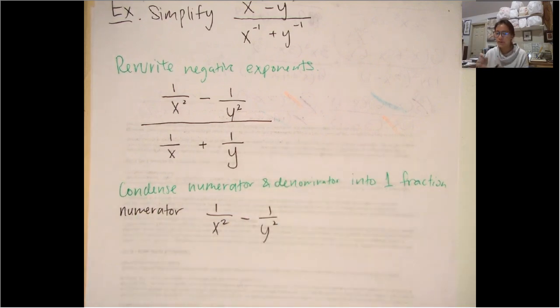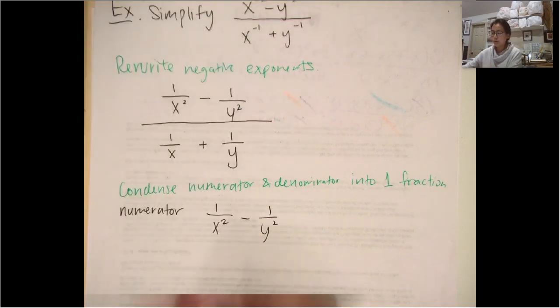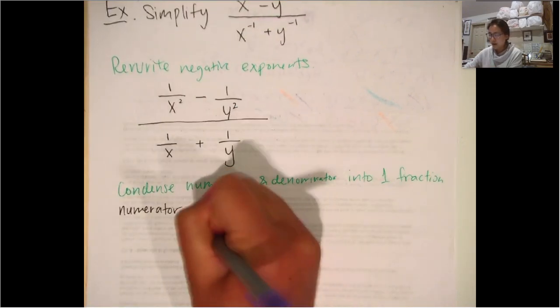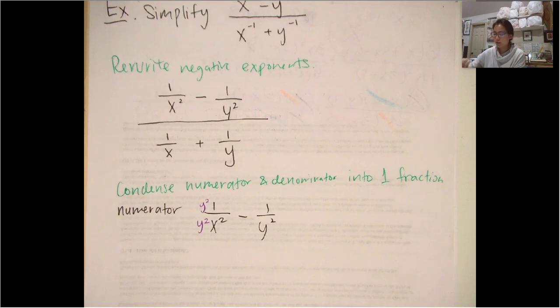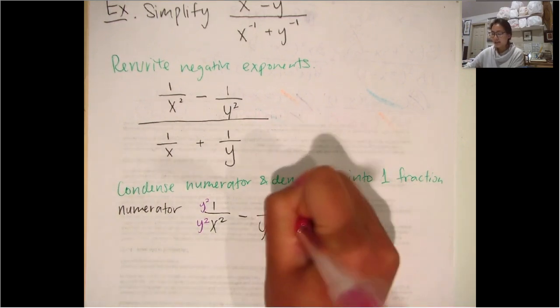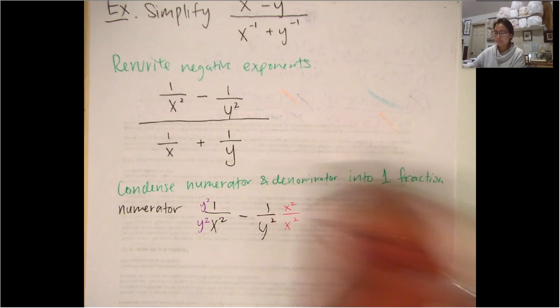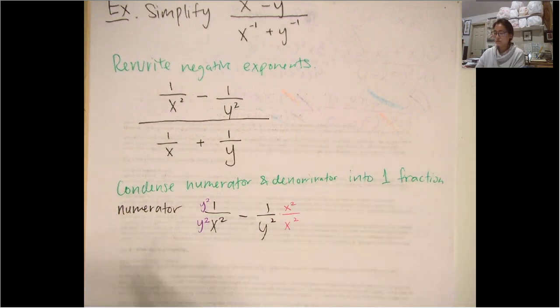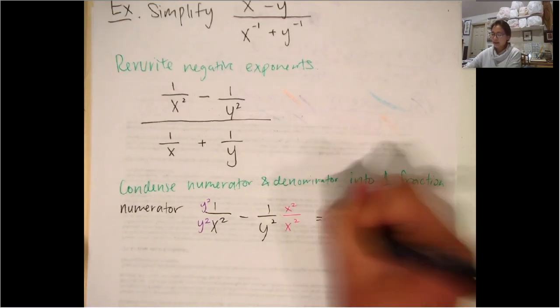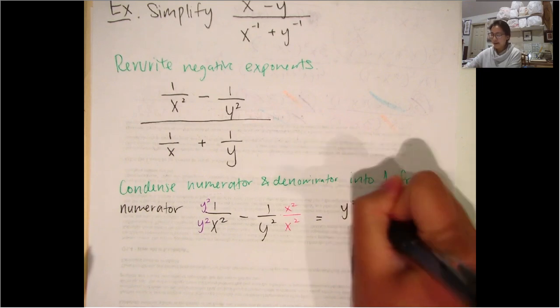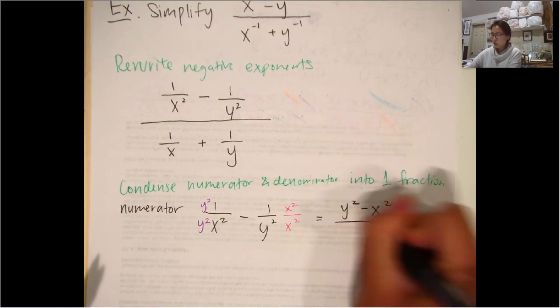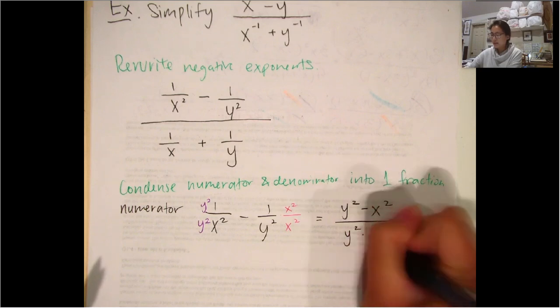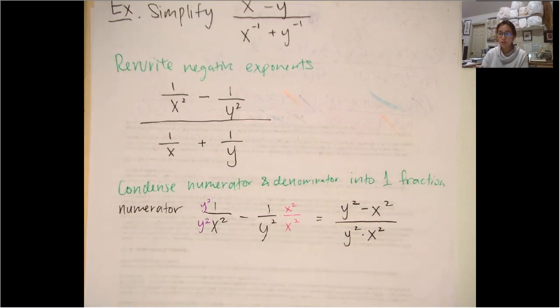Since x squared and y squared don't really have anything in common, the common denominator would just be the multiplication of the two denominators. So for the left fraction, I'm going to multiply by y squared over y squared. For the right fraction, I'm going to multiply by x squared over x squared. So what I'm left with then is y squared minus x squared over y squared times x squared. Okay, so this is just the numerator.